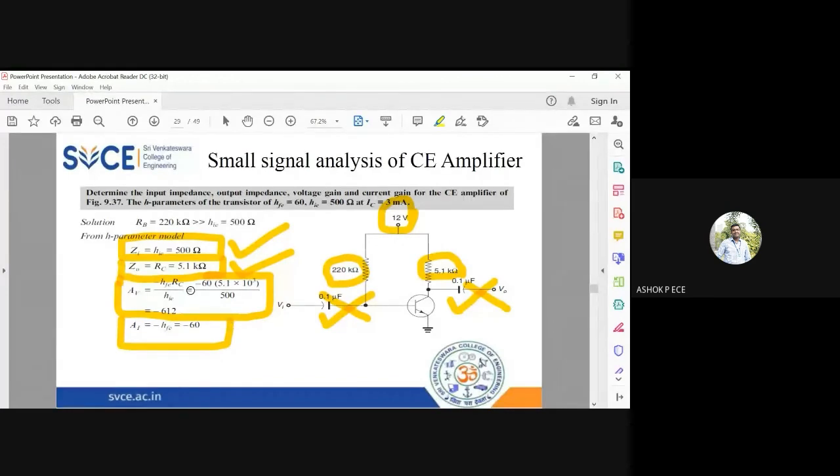So that is a very good property of common emitter amplifier because it provides voltage amplification in terms of AV. It provides current amplification in terms of AI. It also provides power amplification in terms of AP. So this makes common emitter amplifier a very good candidate for real-time amplification purposes.